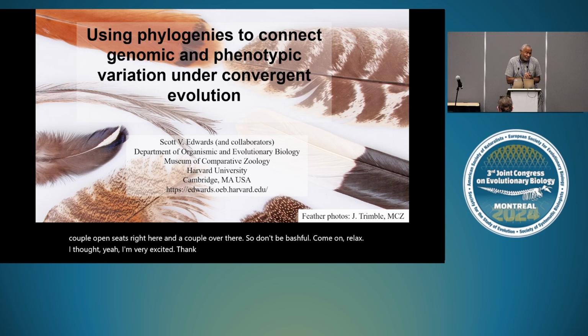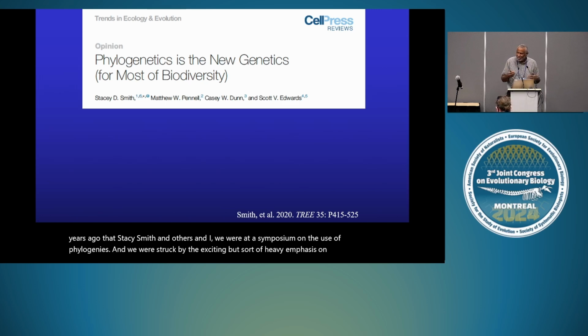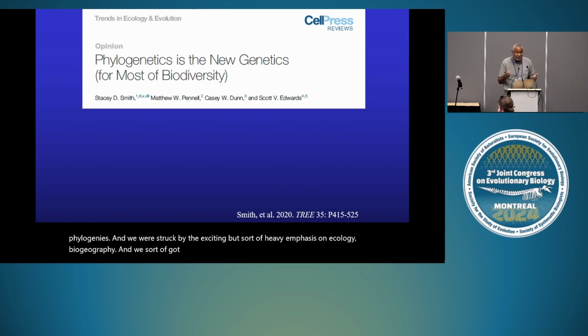Thank you, Hans and Ariana, for setting up this symposium. It's really wonderful to be here. And I thought I'd tell you about some of our recent work developing statistical models to link genomic and phenotypic variation using phylogenies. And it was actually at the Rhode Island evolution meetings just a few years ago that Stacy Smith and others and we were at a symposium on the use of phylogenies, and we were struck by the exciting but sort of heavy emphasis on ecology, biogeography. And we sort of got together and said, well, hey, we can use phylogenies to basically map genes for traits as well. And that's what we wrote, a little opinion piece here.